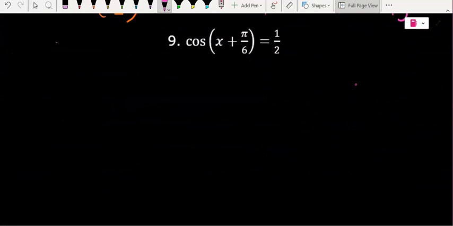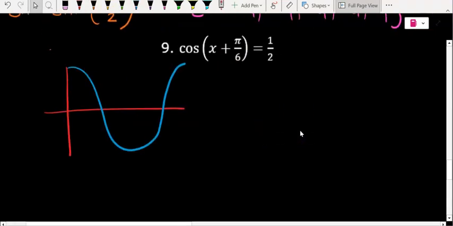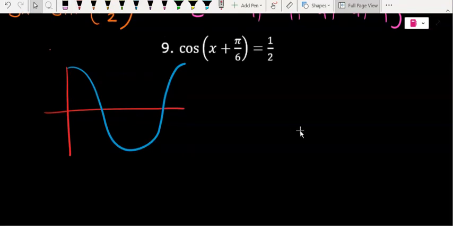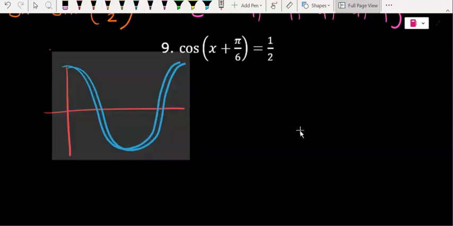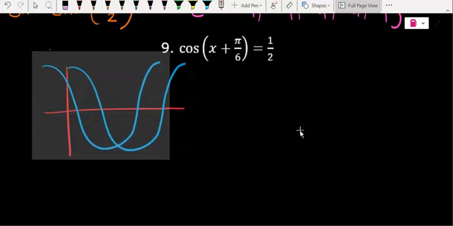This one, I don't have multiple angles. Instead, I just have a pi over 6 that's being added. So let's think about what that does to my graph itself. So here is a rough sketch of just a simple cosine graph. If I have a phase shift, like I do in this case, where this pi over 6 is going to move my graph left, that graph right here is going to go left pi over 6.